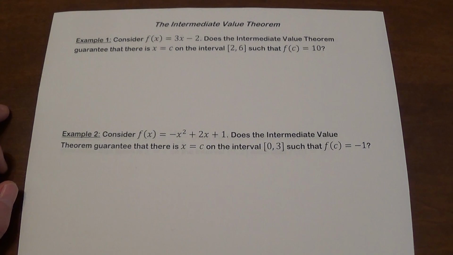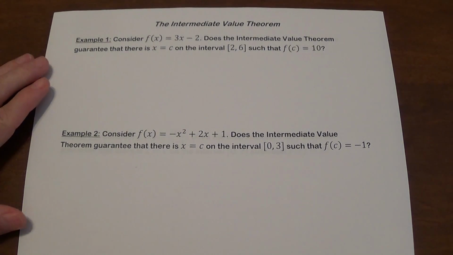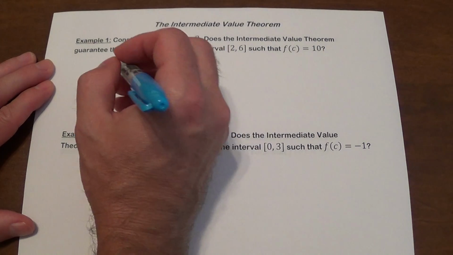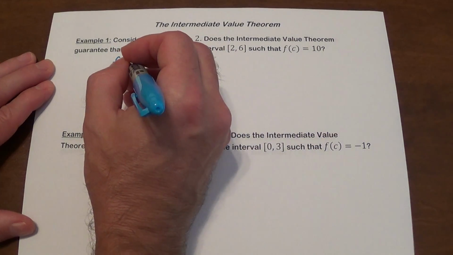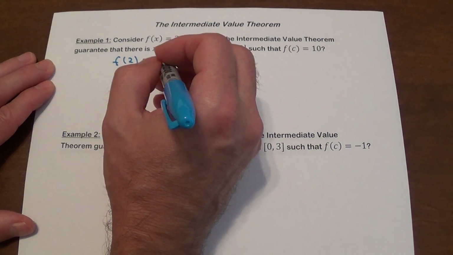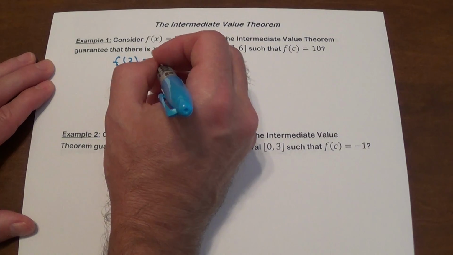Consider f of x equals 3x minus 2. Does the intermediate value theorem guarantee that there is x equals c on the interval from 2 to 6, where f of c is going to equal 10? Here's what you need to do. You're going to need to find f of 2. This is one endpoint. So 3 times 2 is 6, 6 minus 2 is 4.